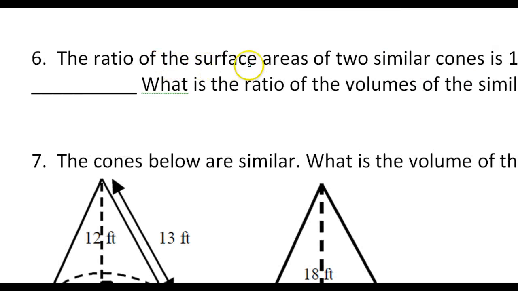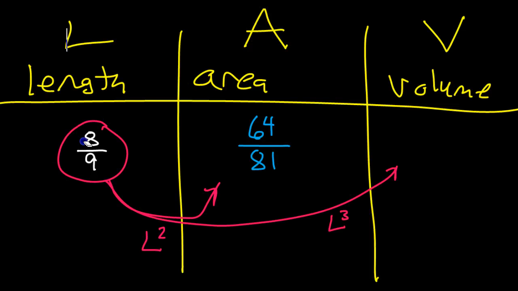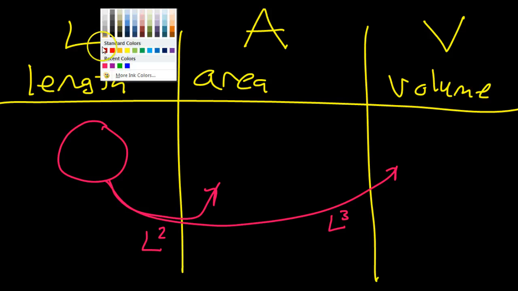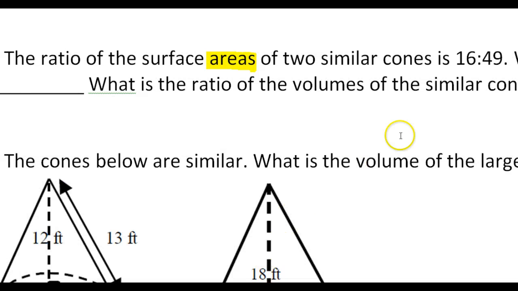The ratio of the surface areas, all right, the key word is area, of two similar cones is 16 to 49. Okay, I can see where they're going with this, so I'm not even going to read the rest of the question. I'm just going to start thinking. All right, they just told me that the area ratio, I think they said 16 to 49. Is that right? Yeah, 16 to 49 areas.